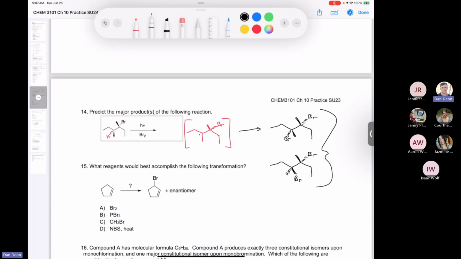What would be the relationship between these two? One stereocenter hasn't changed, but one of them is inverted. Yeah, exactly. Thanks, Jenny. These are diastereomers. Diastereomers. There we go. Perfect.